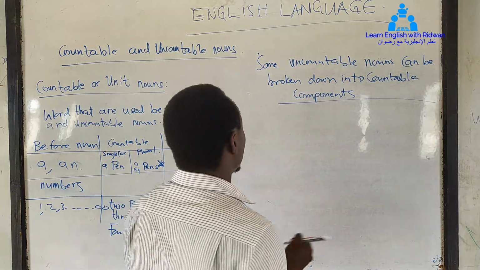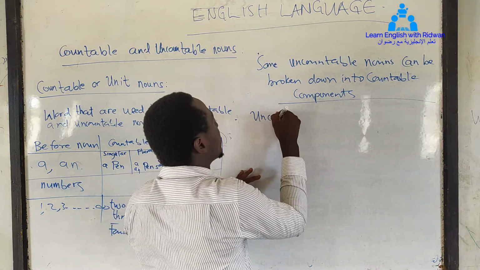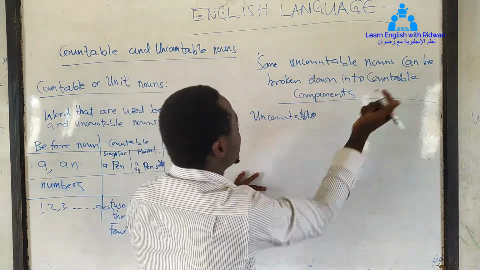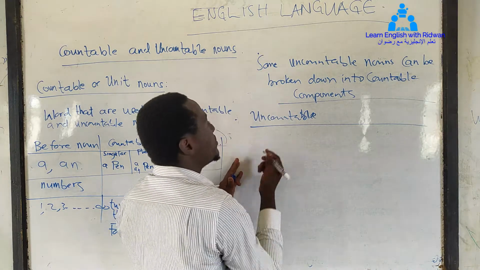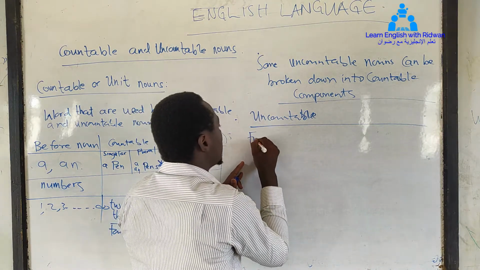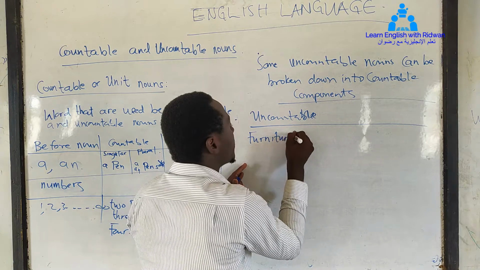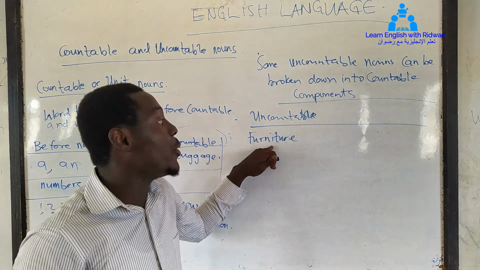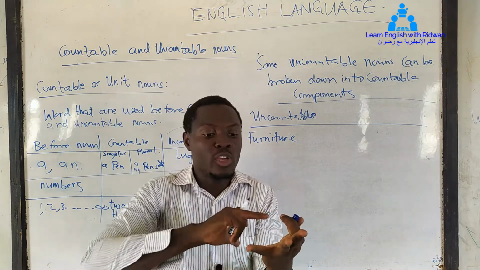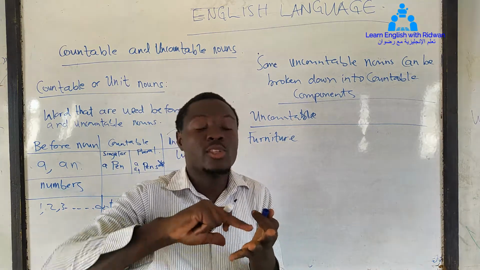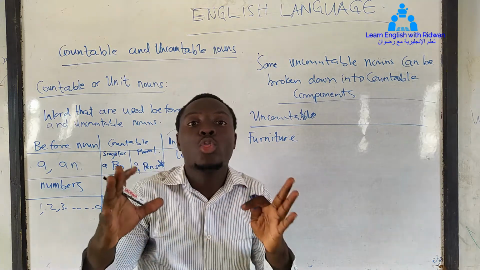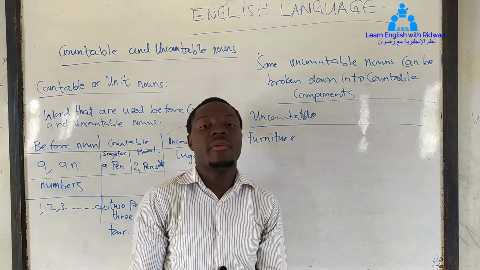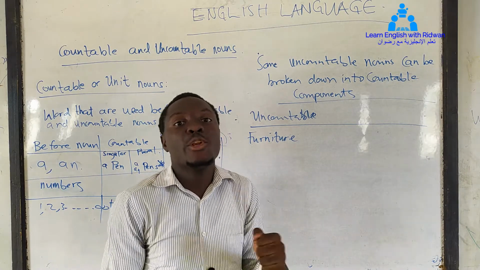That is, we can divide uncountable nouns into countable components. An example of an uncountable noun will be something like furniture. Just like I told you, furniture is uncountable, but it is a word representing a mass. Because if you say furniture, you are talking about chairs, tables, beds, all those wooden structures you find in your room, or collectively they are referred to as furniture, and not furnitures.